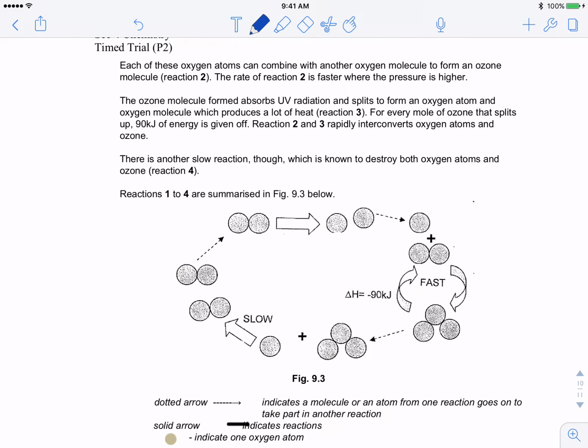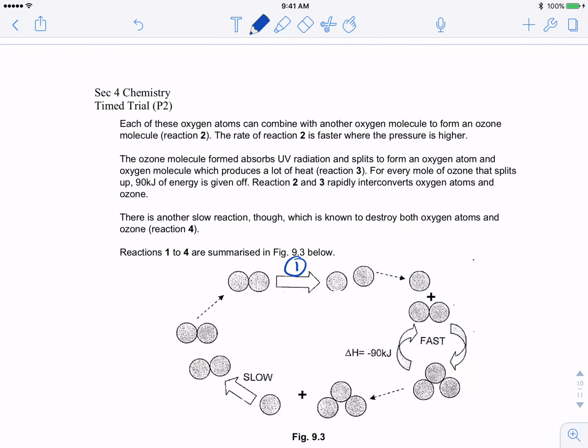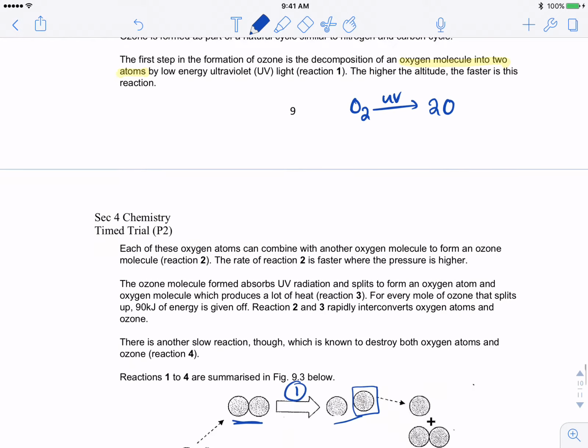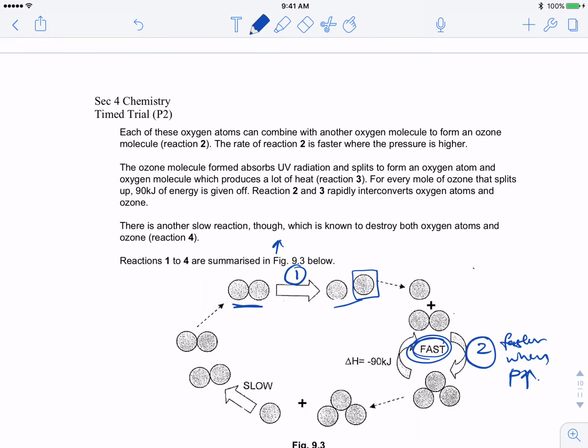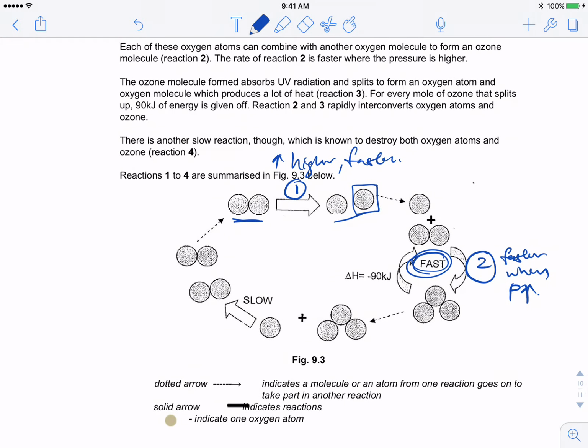Okay, so here's the diagram. This is reaction 1, where the molecules split into 2 atoms. Each atom can combine with another oxygen molecule to form ozone. This is the second reaction. Reaction 2 is faster when pressure is higher. Faster when P is higher. My spelling is atrocious. Faster when P increases.